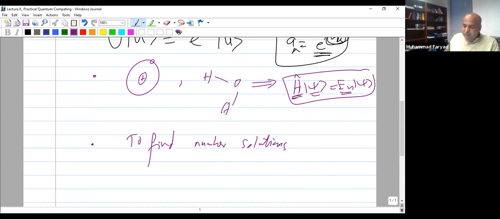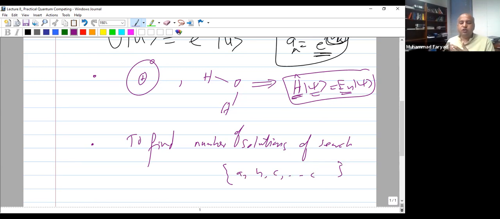Not the solutions itself, but the number of solutions. For example, if you have an unstructured database and you want to find some elements that satisfy a particular criteria, we already know how to find those elements using Grover's algorithm, but there's one trouble with that Grover algorithm, that we need to know what R is. And R was nothing but N over mu, where N is the total number of elements and mu is the number of solutions to our problem.